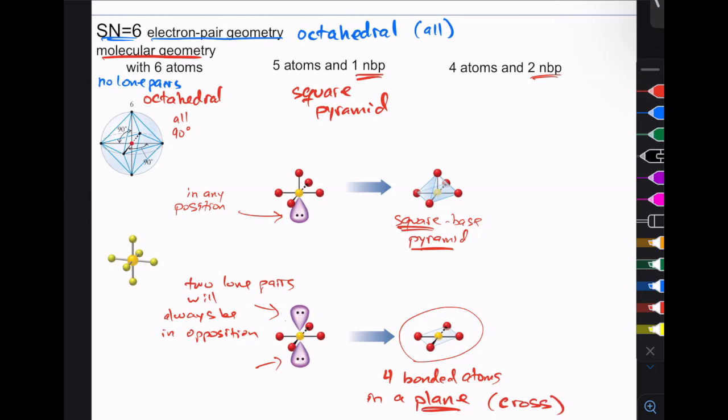So let me leave you with 2 examples of molecules that would be shaped this way. This one, let's give you another funky one. Iodine pentafluoride.